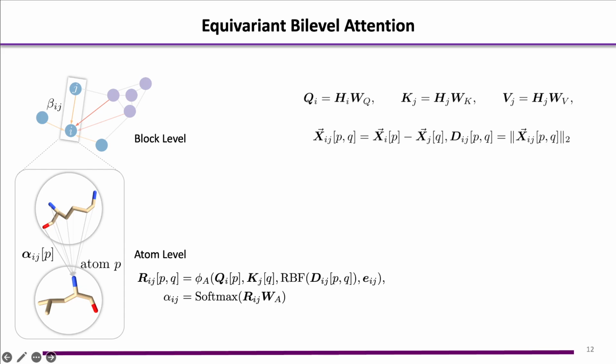Then in the atom level, the relation vector between atom P in block I and atom Q in block J can be obtained from an MLP with their query, key, and distance as inputs.